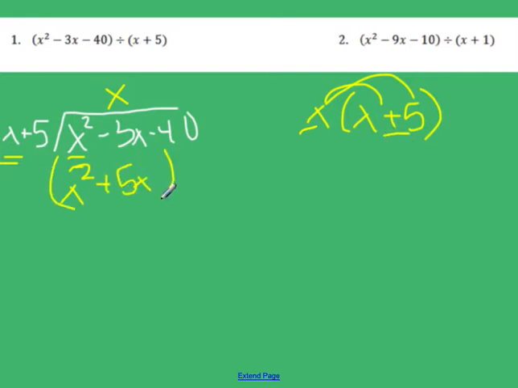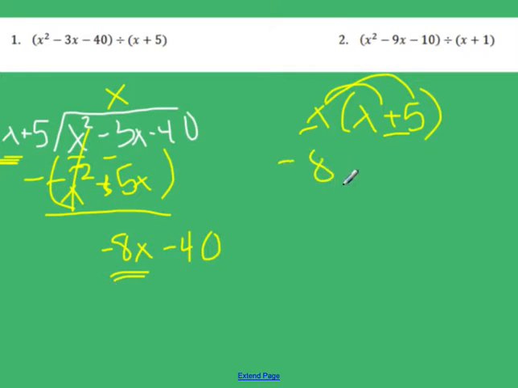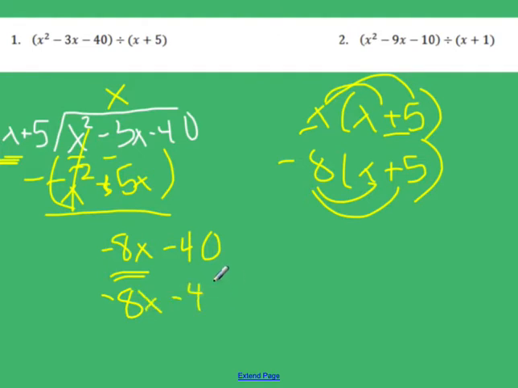Now, just like regular old long division, we need to subtract, and I like to go through and change the signs of everything. So my x squareds cancel, and I'm left with negative 8x minus 40. So now I need to figure out, what do I need to multiply x by to get negative 8x? And that's negative 8. So I'm multiplying x plus 5 times negative 8, and I'm going to take that negative 8 and distribute it in. So I get negative 8x minus 40.